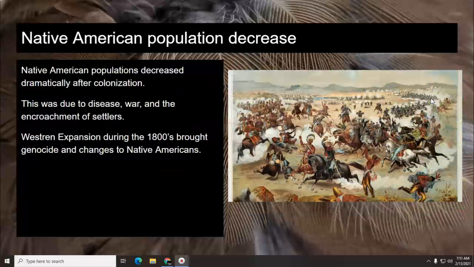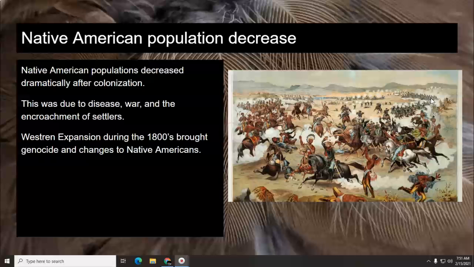Native American population decreased dramatically after colonization. When the first colonists arrived in North America, they brought with them diseases from Europe that Native Americans did not have immunity to because they hadn't developed it yet. You can maybe understand this in our current context, where COVID came to the United States, nobody had immunity, and a whole lot of people died. But this continued, and it was furthered along by gifts of blankets that were infected with things like smallpox.